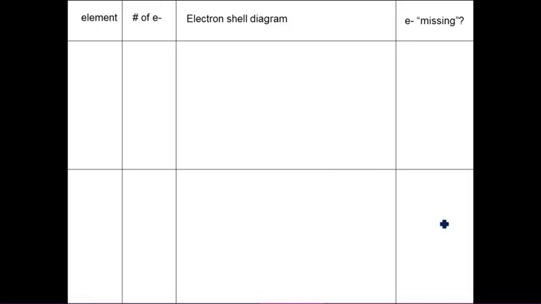All right, now let's look at nitrogen. Nitrogen has 7 electrons, and remember I'm getting this from the table of the elements. Do the same thing, nitrogen. And nitrogen is going to have its first 2 electrons in its first electron shell. But it still has 5 more.